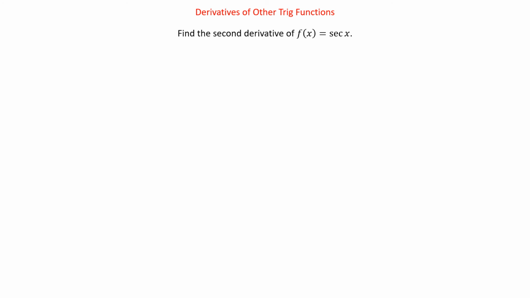Now, second derivative. So to find the second derivative, we're first going to find the first derivative. So I'm going to take it over here. We're going to go f prime of x equals the derivative of secant x, which is secant x tangent x.